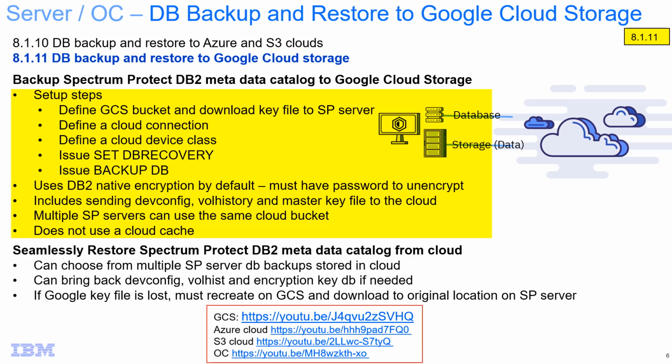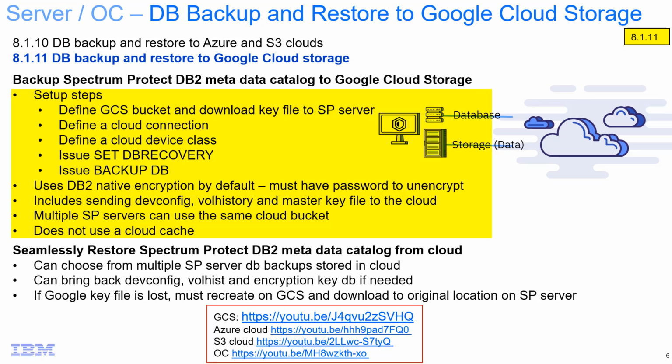when it comes to the DB2 native encryption, we're going to use that by default. So you're going to have to make sure you have that password to decrypt the Spectrum Protect database using that DB2 native encryption. When we send the database backup out to the cloud, we also send the dev config files, the vol.hist files, and a master key file. So that's pretty cool because now if you have to do a disaster recovery, you have all of that information in the same location. This does not require a cloud cache on the Spectrum Protect server.